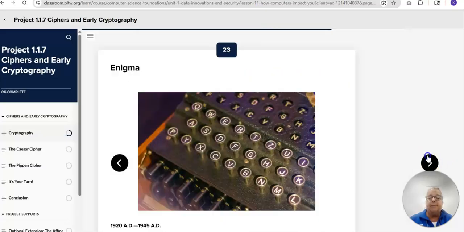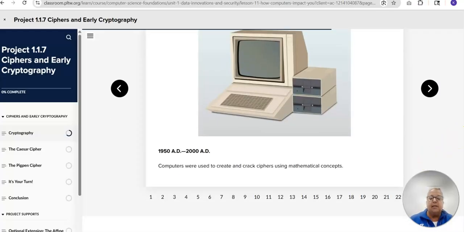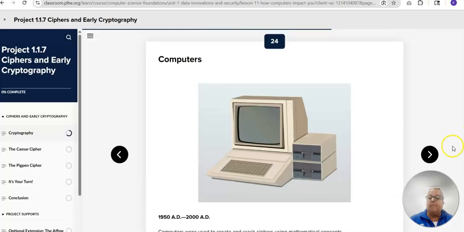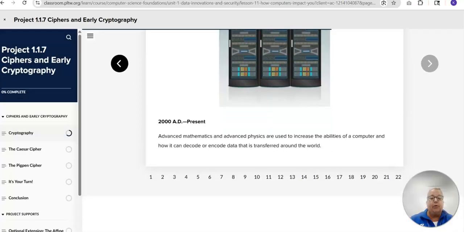It's a good movie. Okay, there's computers, and now we do that encryption all the time. That's how we send messages and keep people's information safe. And here's some different computer advancements. Advancements in physics are used to increase the abilities of a computer.